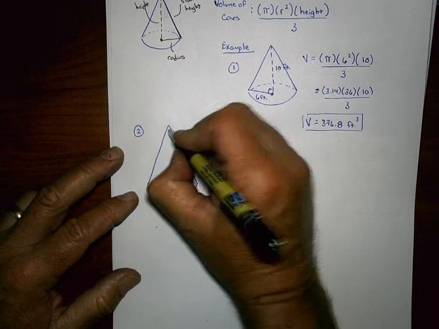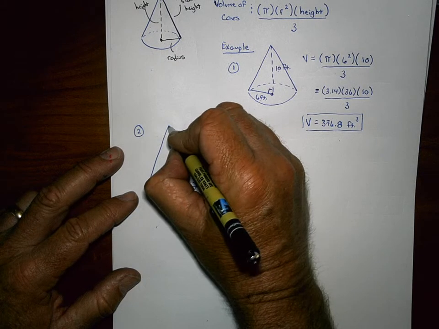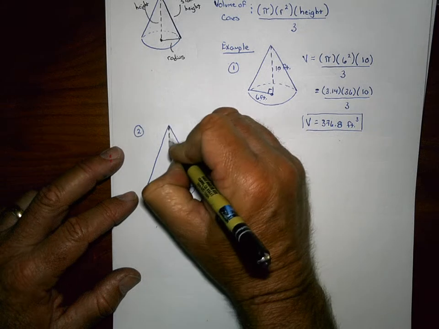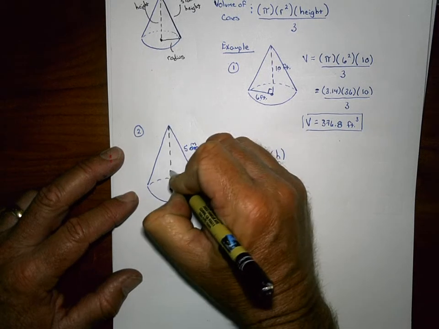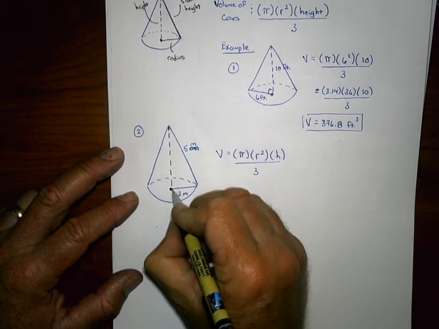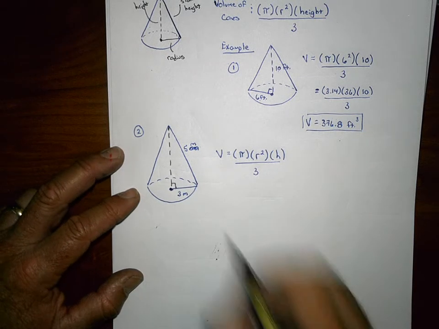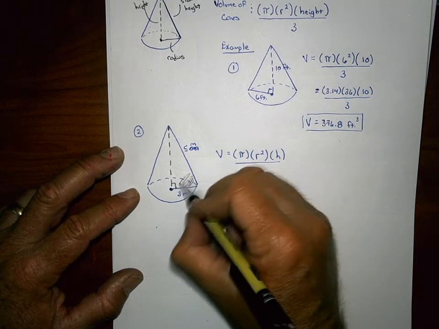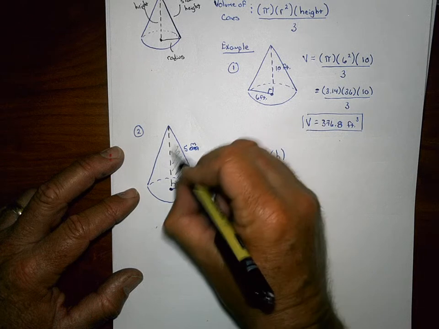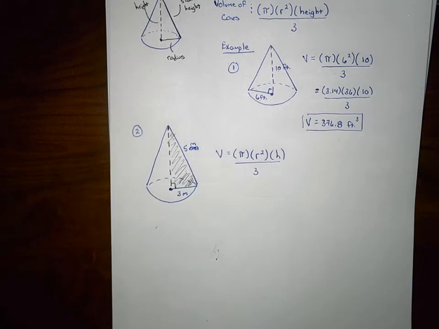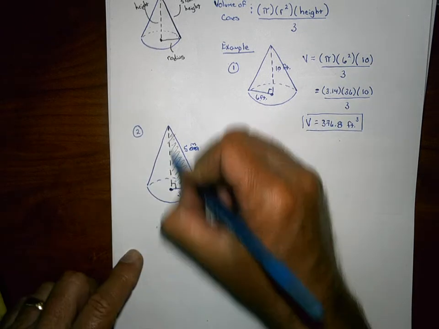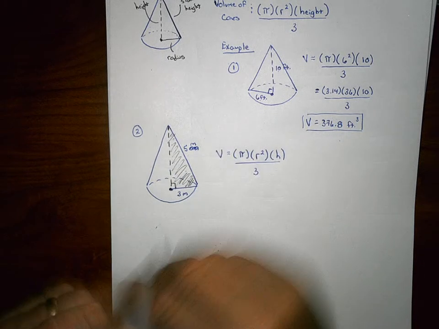So let's go ahead and draw in the height of the cone. Remember, the height of the cone goes from the very top of the cone down to the middle of the base, which is a circle, and it makes a 90-degree angle. As you can see, when I did that, I just created a right triangle inside my cone. So this dotted line right here is my height, and I need to find that.